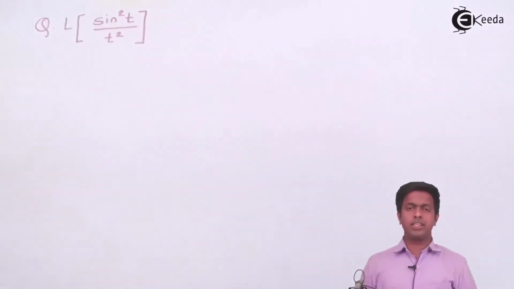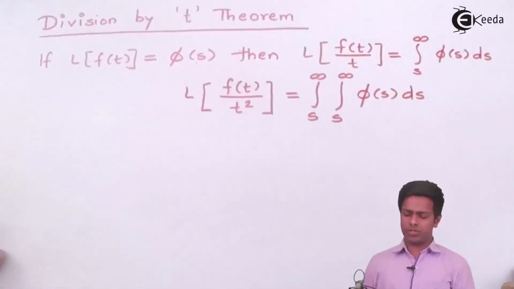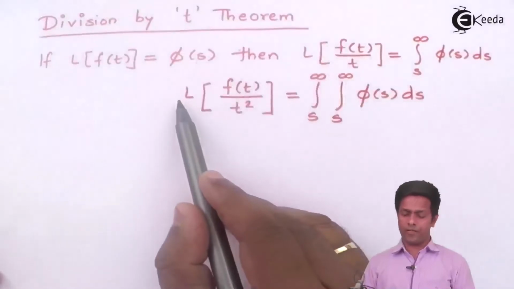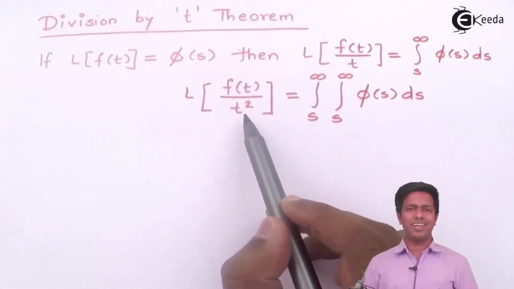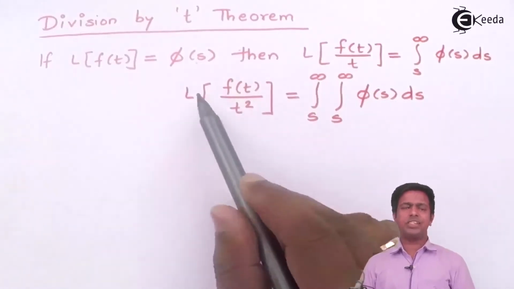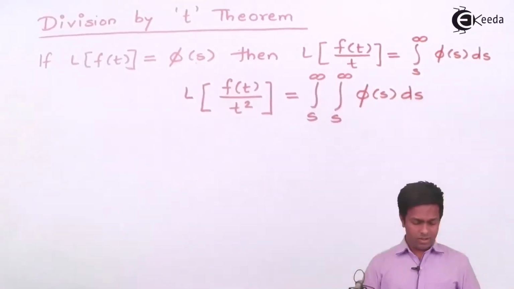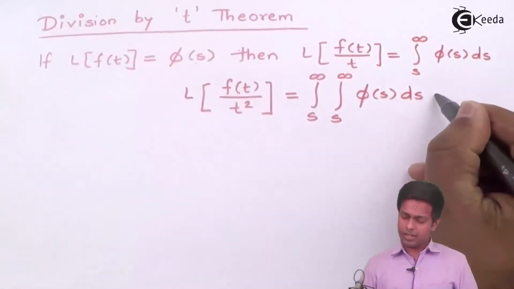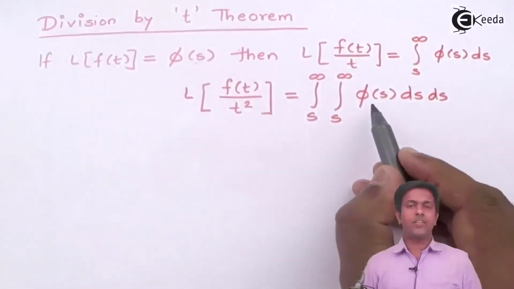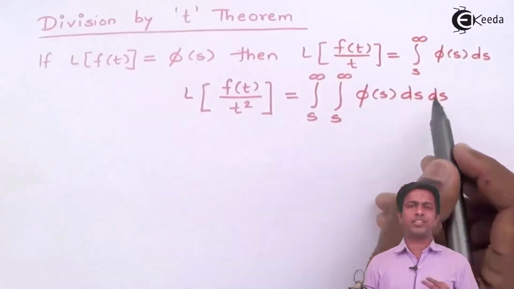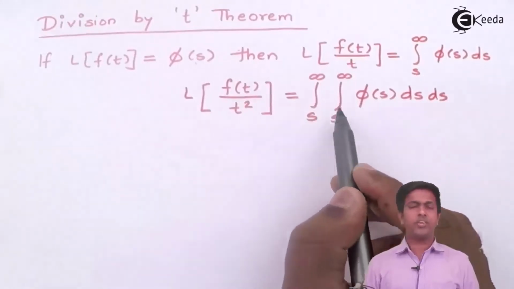So let's revise it. As per the division by t theorem, here are the two statements. If we have Laplace of f of t upon t square, it means if we have t square in the denominator, then the value of this is given by integration of phi of s ds and then ds. It means we will integrate this phi of s with respect to s twice, and both times we will have limits s to infinity.